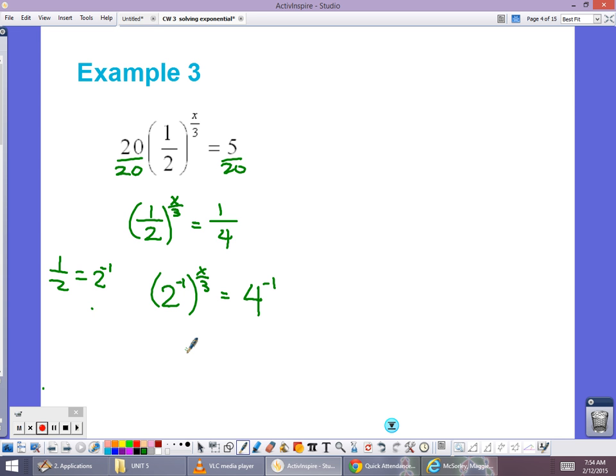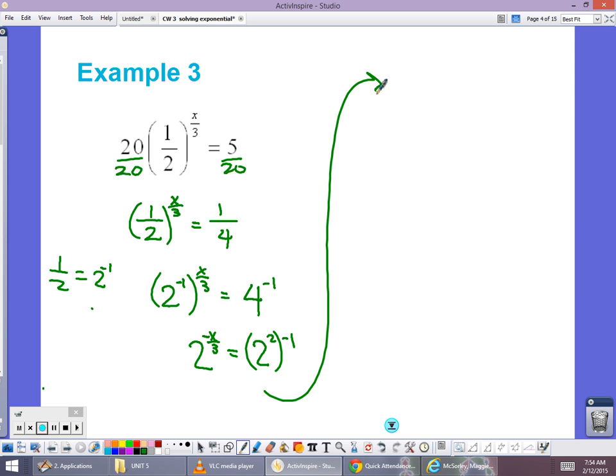4 is the same as 2 squared. So I can rewrite this as 2 squared to the -1. And then if I multiply those together, I have 2 to the -x over 3. And over here I have 2 to the -2. The -1's still out here, but 4 is 2 squared. Right? So 2 to the -x over 3 is equal to 2 to the -2.